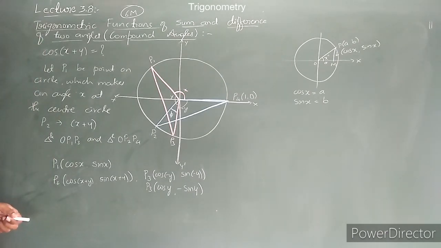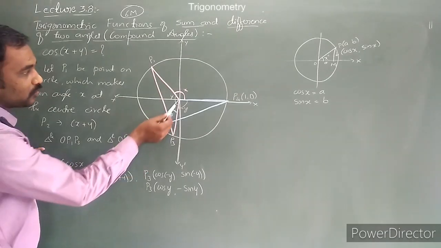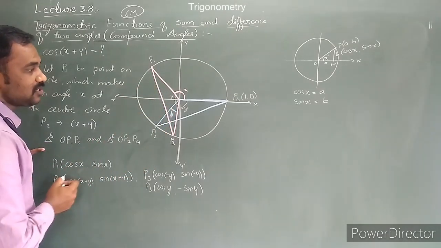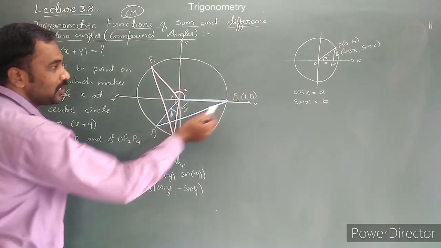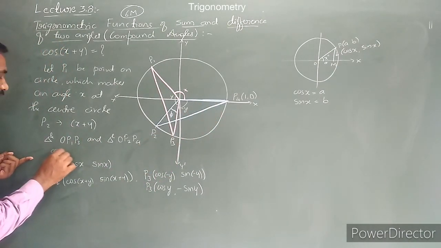Okay. Now come back to these two triangles, triangle OP1P3 and triangle OP2P4. I am going to say that these two triangles are congruent.